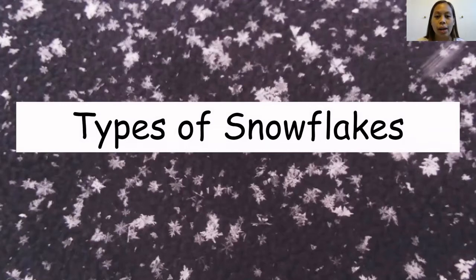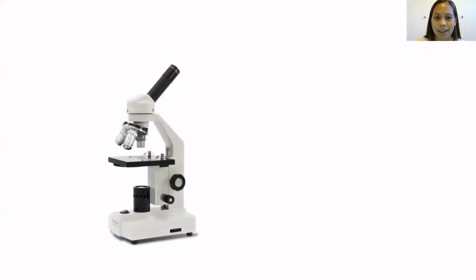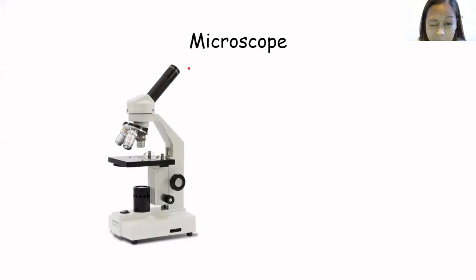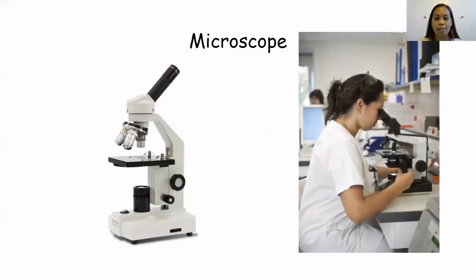So I wanted to show you a piece of equipment that we use to look at snowflakes, okay? Have you seen this before? This is called a microscope, and microscopes have this neat little viewer here where you put your eye. You put your eye there like that. And here's somebody using a microscope. What you do is you put your eye there, and it makes everything on this little platform look really, really big.